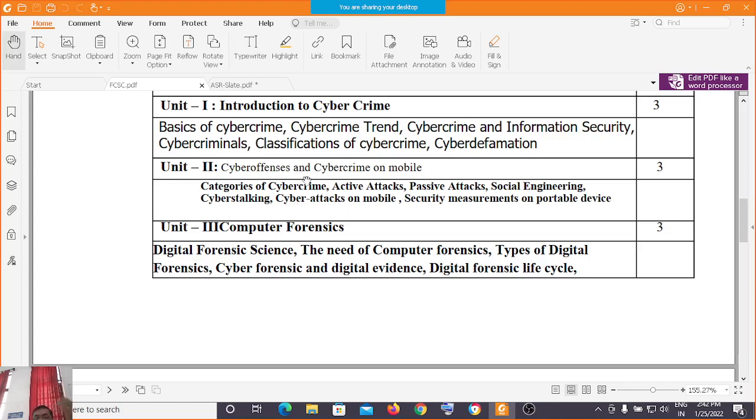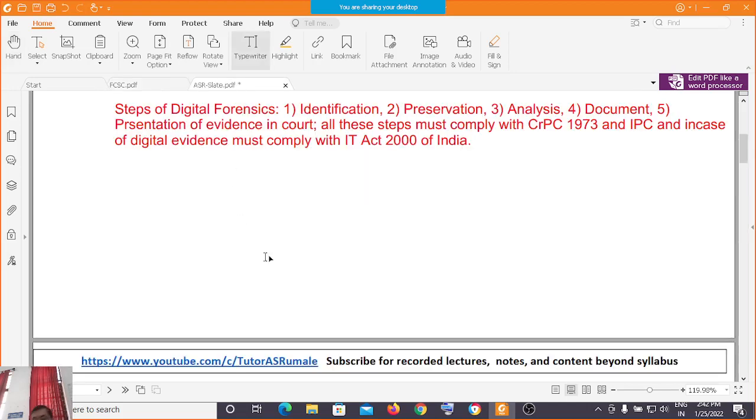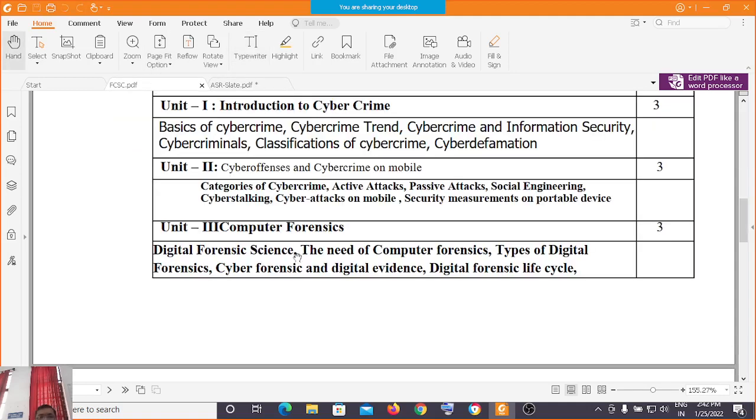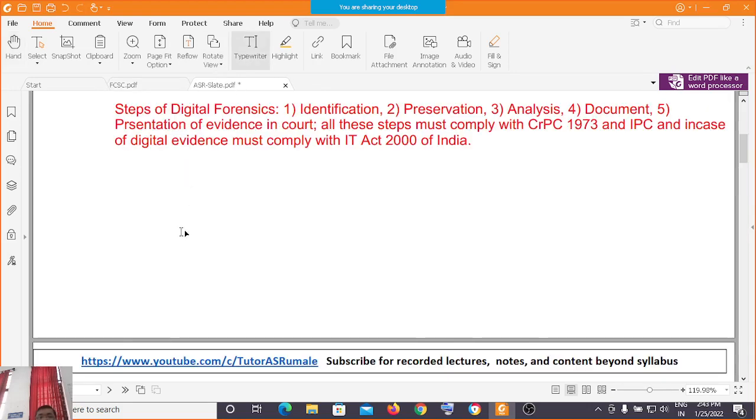In cybercrime there are two categories: technical cybercrime and non-technical cybercrime. Non-technical ones are generally based on human nature, while technical ones use technologies. We have already learned about security measures, passive attack, social engineering, and cyber stalking also. We are going to see the life cycle of evidence, or digital forensics, in the next lecture. From unit number 2, what are the categories of cybercrime?